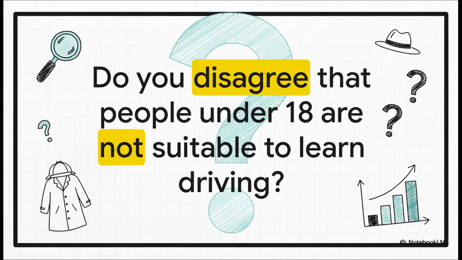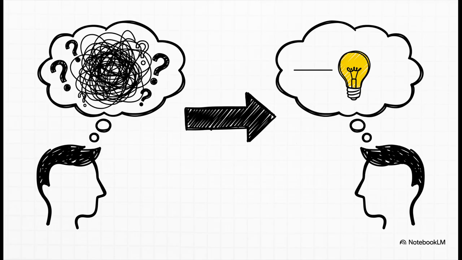But the how isn't just about who you pick. It's also about the questions you ask. I mean, just look at this question. Do you disagree that people under 18 are not suitable to learn driving? My brain hurts just trying to figure that out. That double negative makes it so confusing. Answering yes or no is a total shot in the dark, which means the data you get is, well, it's garbage.